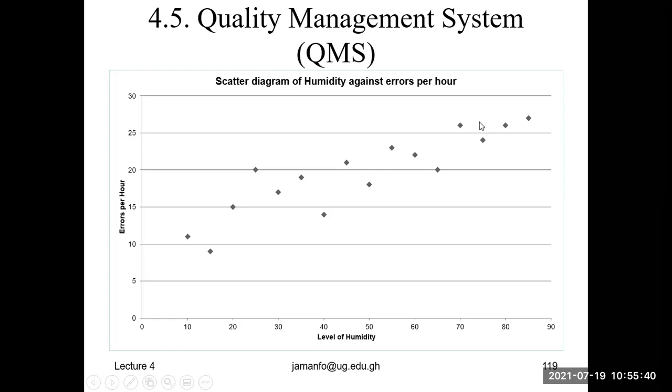We could have also observed this pattern, with the dotted points moving in this direction. That would have been a negative relationship. This is a positive relationship. If it had gone this way, that would have been a negative or inverse relationship. So as the level of humidity increases, the number of errors per hour decreases. Sweetheart, have you understood it now? Yes, sir. Thank you.